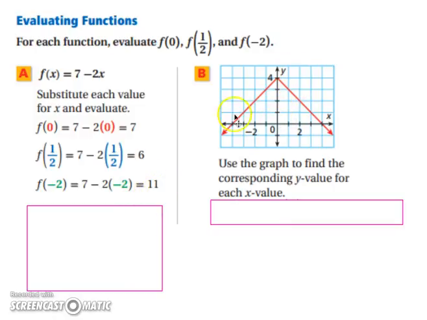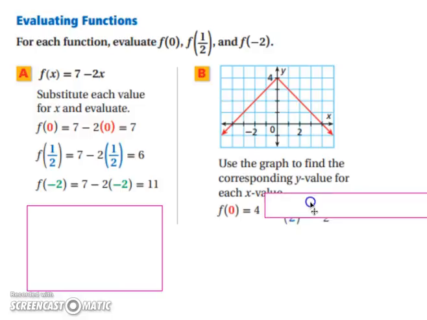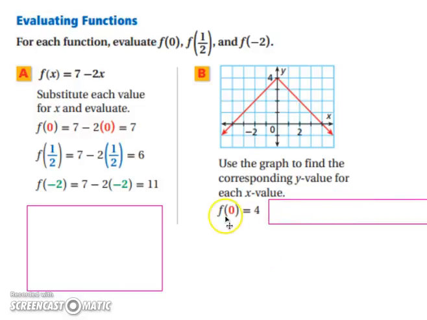Well, what happens if you're given a graph? So let's look at the right. Use the graph to find the corresponding y value for each x value. So you don't need to do much in terms of evaluating anything here. You just need to look and see. So where is f of 0? Well, f of 0 is here. So where is your x value equal to 0? And then go up and find your graph. 4. So therefore, f of 0 is 4.